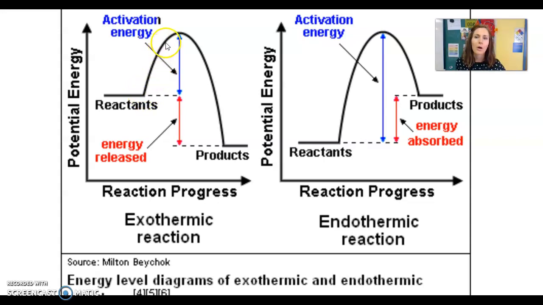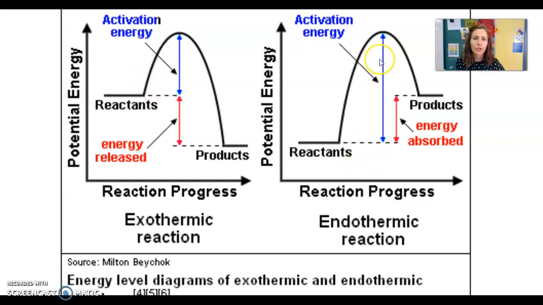You have to overcome all of the potential energy to get to the top of the hill before the soccer ball will roll back down the other side. So this activation energy is the energy required for the reaction to even start. And so in this exothermic process, we can see it's a lower activation energy. It's more likely to occur without a lot of external help.